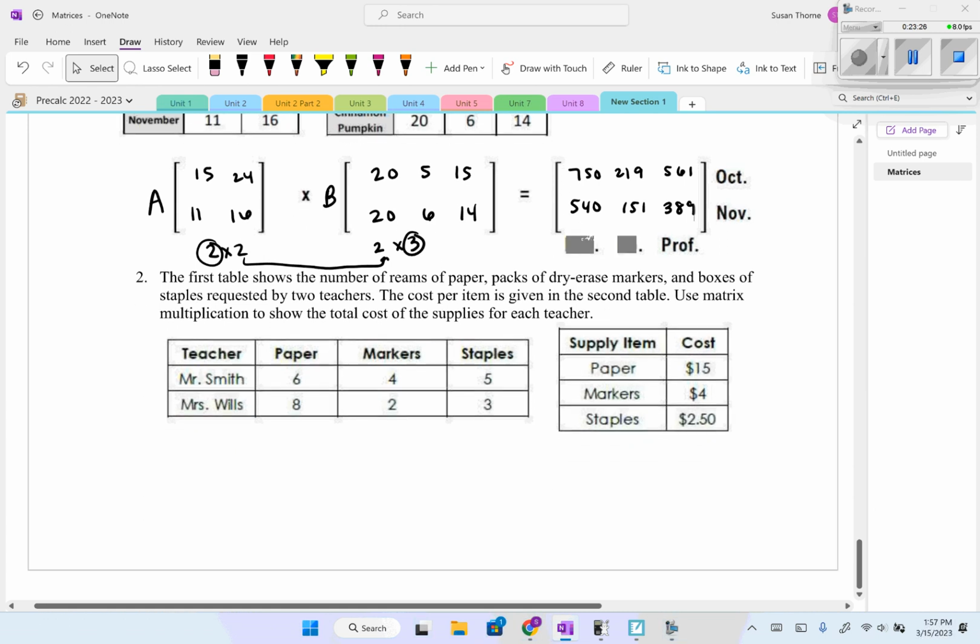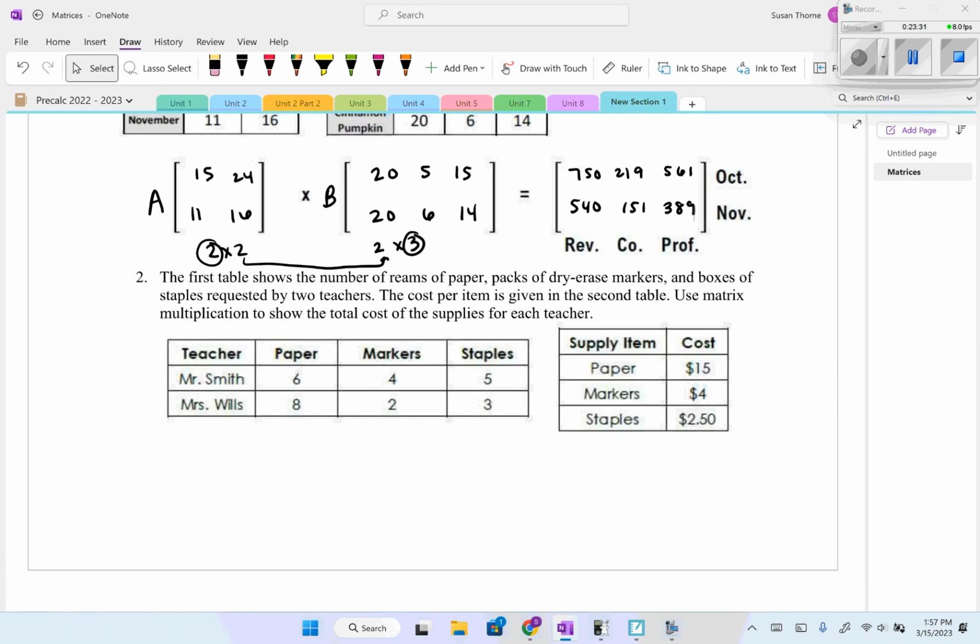Looking at example number 2, the first table shows the number of reams of paper, packs of dry erase markers, and boxes of staples requested by 2 teachers. The cost per item is given in the second table. Use matrix multiplication to show the total cost of supplies for each teacher. So for this one, our matrix would be 2 rows by 3 columns. So 6, 4, 5, 8, 2, 3. So this is Miss Smith and Miss Willis.